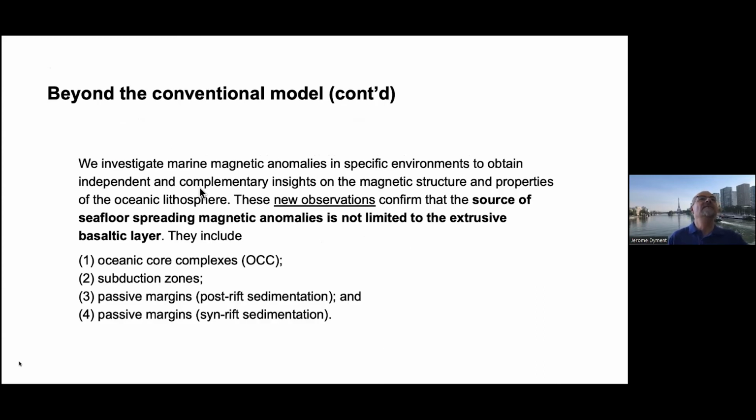So we investigate marine magnetic anomalies in specific environments to obtain independent and complementary observations on the magnetic structure and properties of the lithosphere. This observation confirms that the source of seafloor spreading magnetic anomalies is not limited to the extrusive basaltic layer. And I will discuss oceanic core complexes, subduction zones, passive margins, post-rift, and syn-rift sedimentation. Of course, I will be very brief on those topics because of the interest of time.